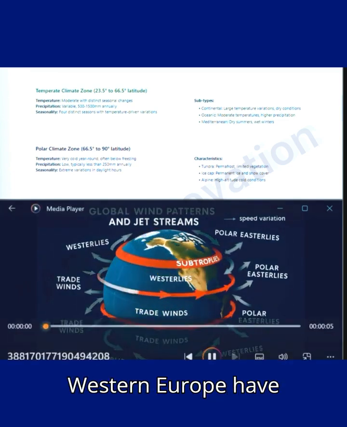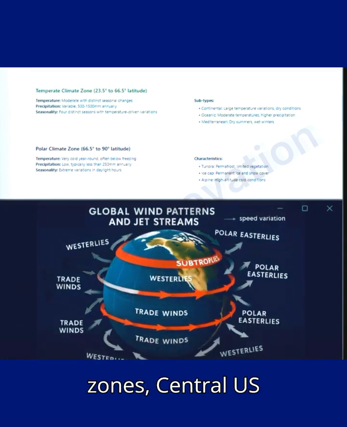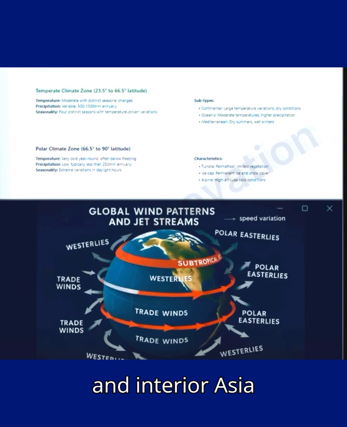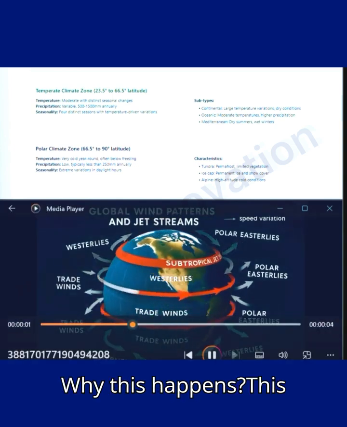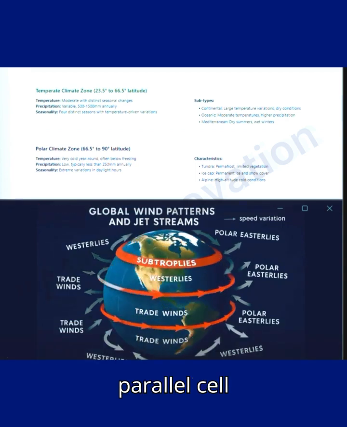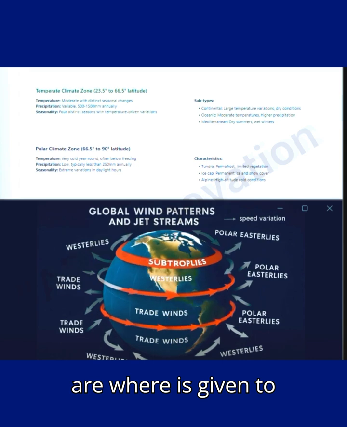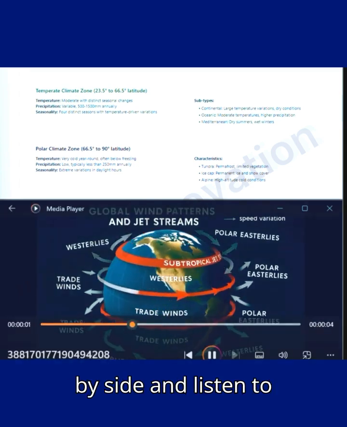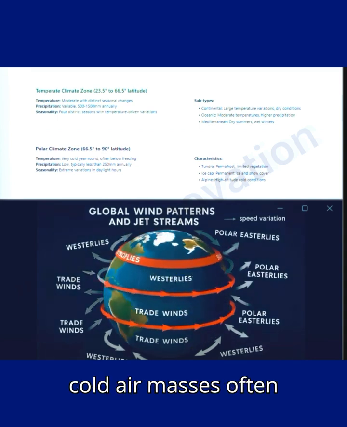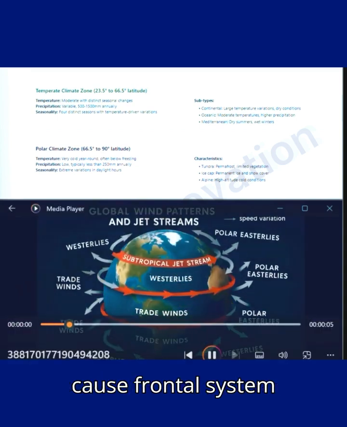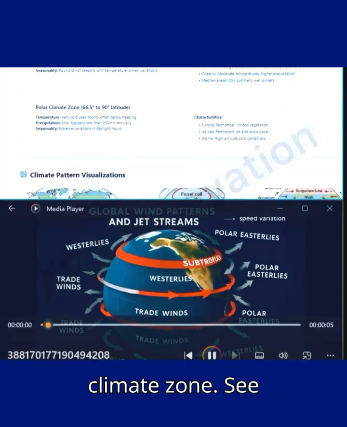What are the subregions? Maritime temperate zones, for example Western Europe, have milder winters and more rainfall. Continental temperate zones, for example central US and interior Asia, experience more extreme temperatures. Why does this happen? This region lies in the Ferrel cell dominated by westerly winds. You don't need to be worried about it, and whatever is given to you, you can see side by side and listen to this lesson, so no problem. Okay, so don't worry. The contrast between warm and cold air masses often causes frontal systems and storms.